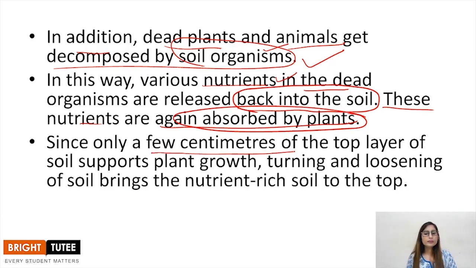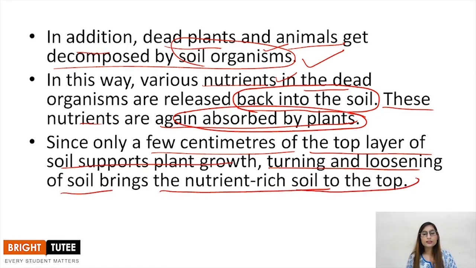Since only a few centimeters of the top layer of the soil supports plant growth, turning and loosening of the soil brings the nutrient-rich soil to the top. The nutrient-rich soil is some centimeters below the top layer, so we turn the soil so that the nutrient-rich soil comes on the top, right? So it helps in the better growth of plants. It supports the plant growth, right? So this is why we turn and loosen the soil for the better growth of our plants.